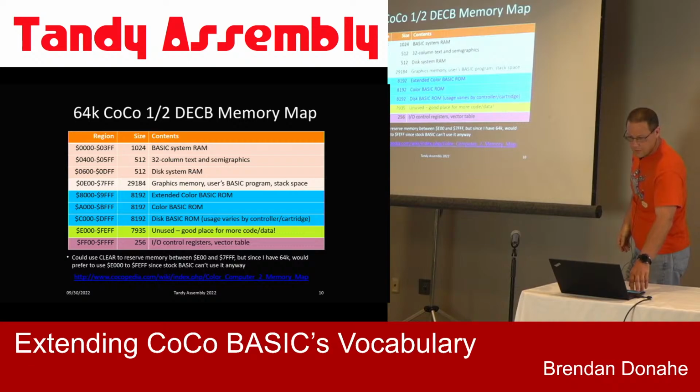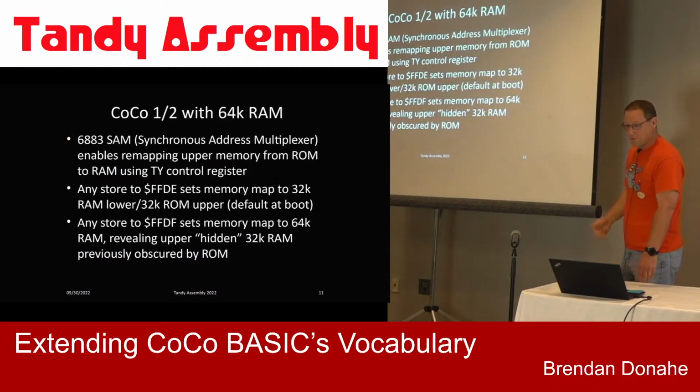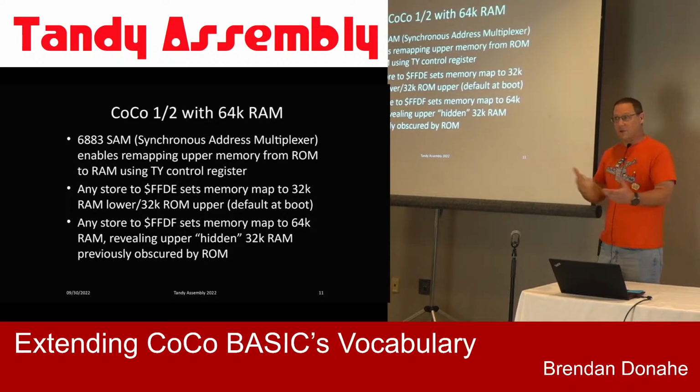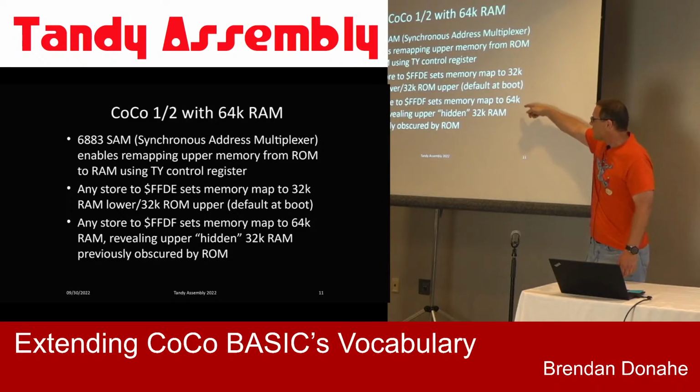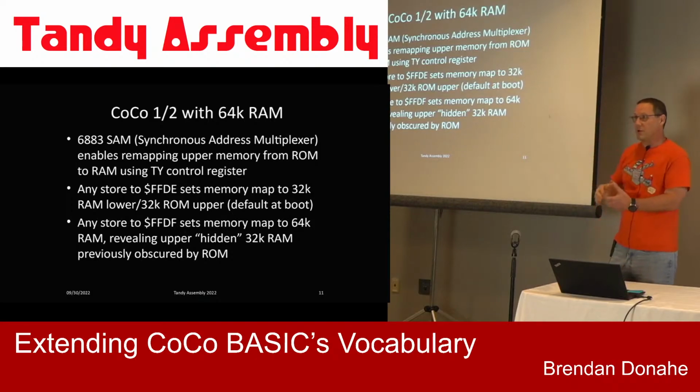Let's see here. Okay, so how do we get to this? How do we turn it into RAM? So this is where the SAM comes in. We can remap that upper 32K into RAM. To do that, you can write to a particular address, and that tells the SAM to switch between 32K split between RAM and ROM, or all 64K RAM.